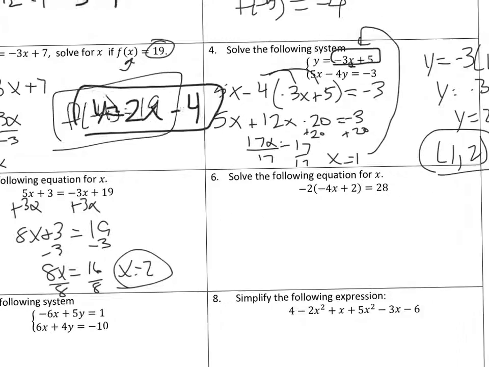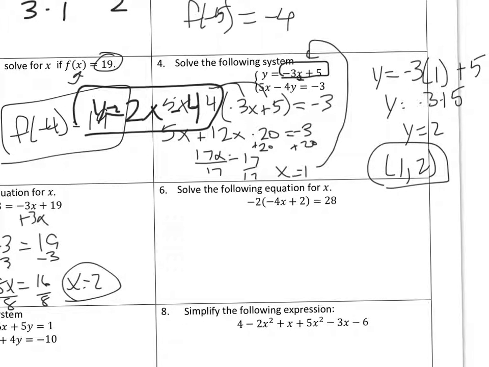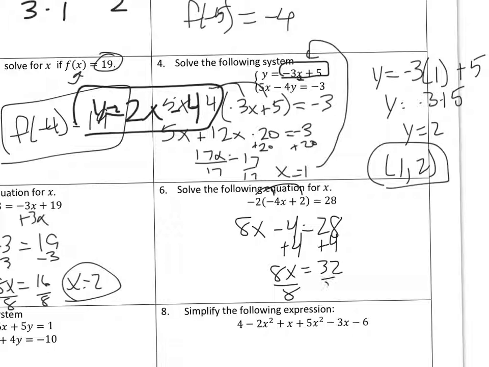There you go. Question 6. Solve the following equation for x. Distribute that negative 2, because you see it outside the parentheses. Negative times a negative equals a positive 8x. Negative 2 times a positive 2 equals a negative 4, equals 28. Add 4 to both sides so we can get the variable by itself. So we get 32, and divide by 8, and we get x equals 4.